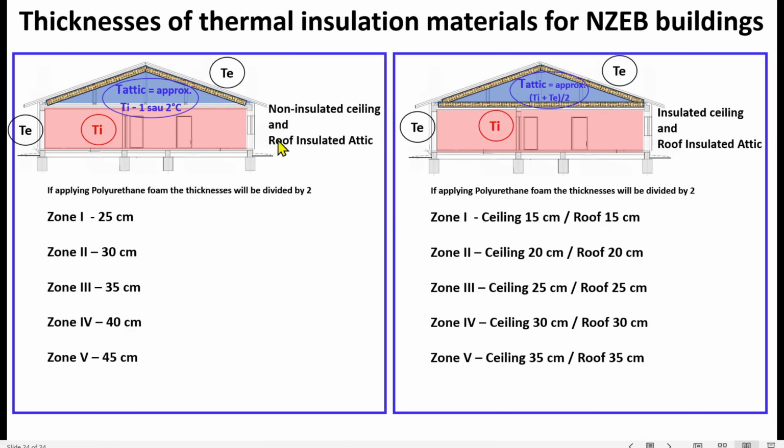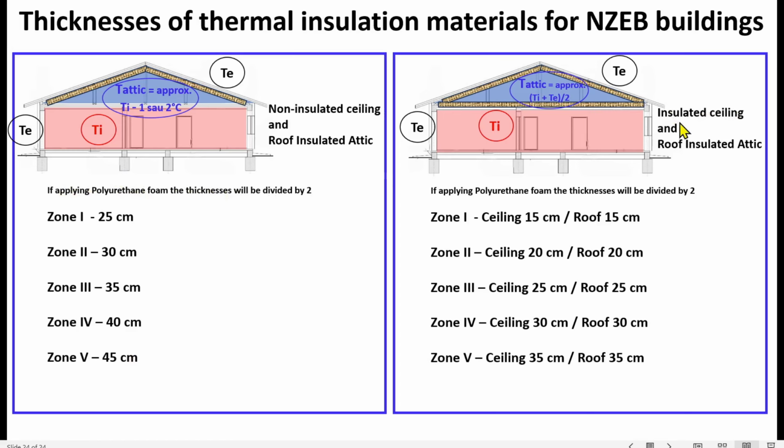Non-insulating ceiling and roof insulating attic. For zone 1 25 centimeters, zone 2 30 centimeters, zone 3 35 centimeters, zone 4 40 centimeters, zone 5 45 centimeters. If applying polyurethane foam, the thickness will be divided by 2.